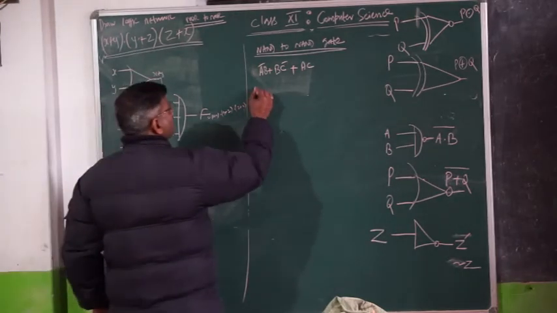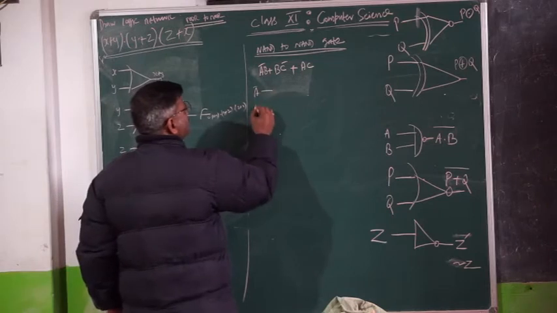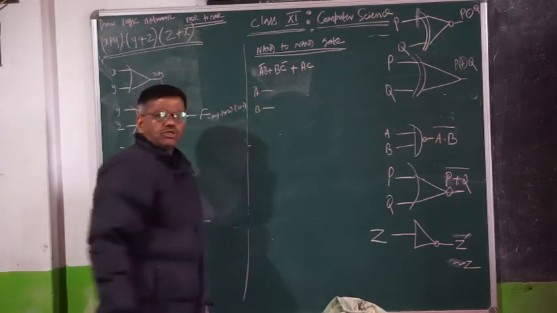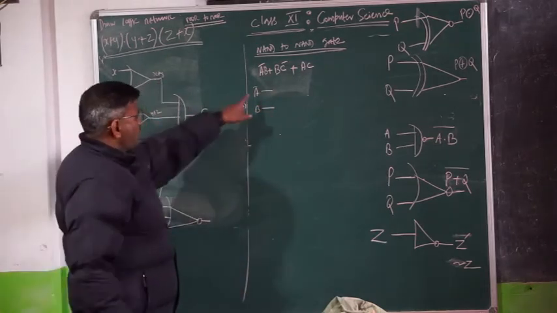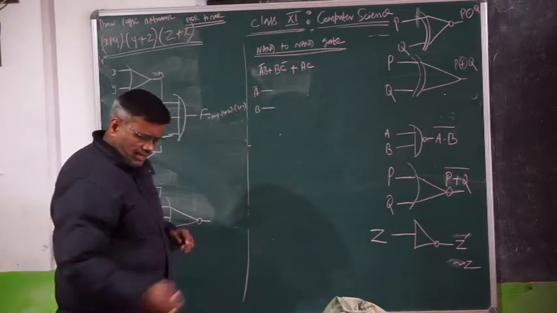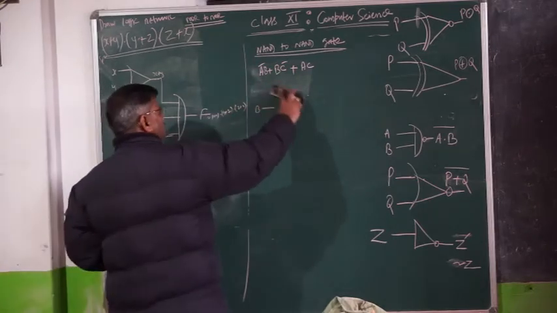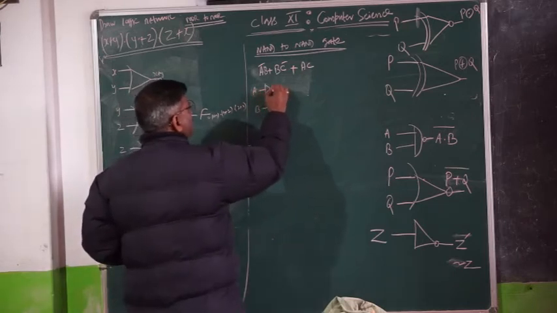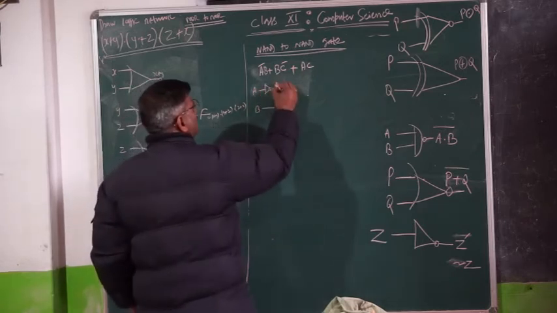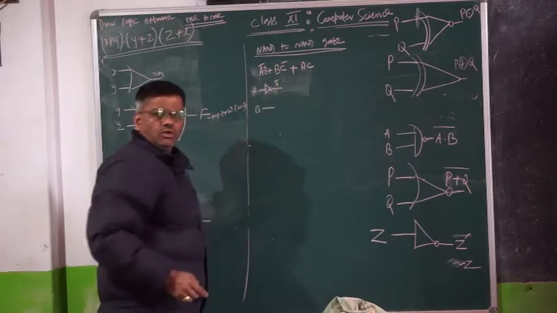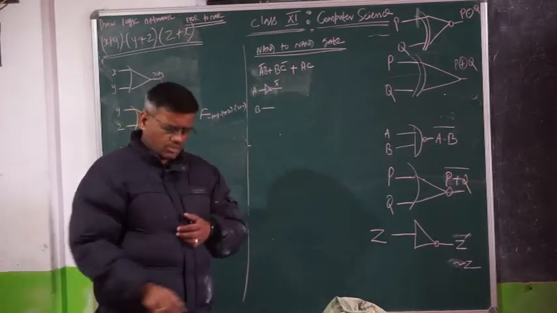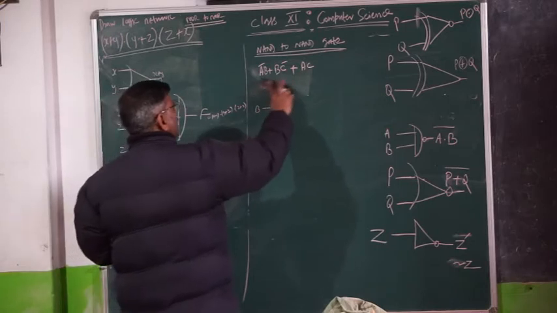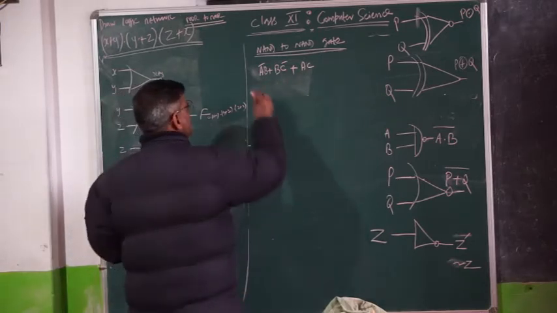Here I do. This is A complement, this is B. Listen, boys and girls, you can give A complement directly as an input. Otherwise, you can do this. This is your A. This becomes A complement, as I told you, NOT gate. You need not do this. Straight away, you can give the complement as input.